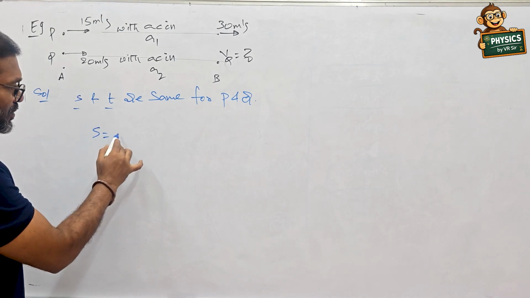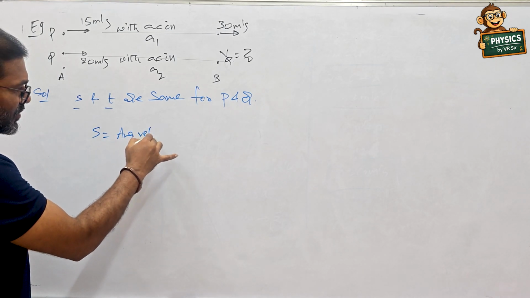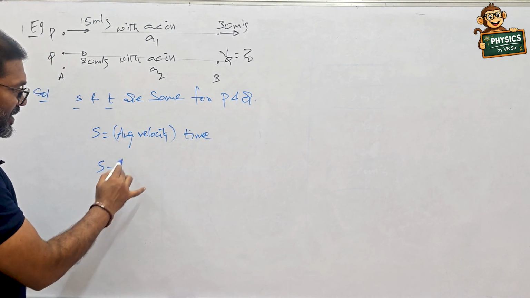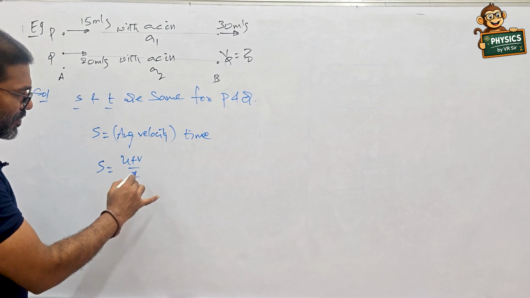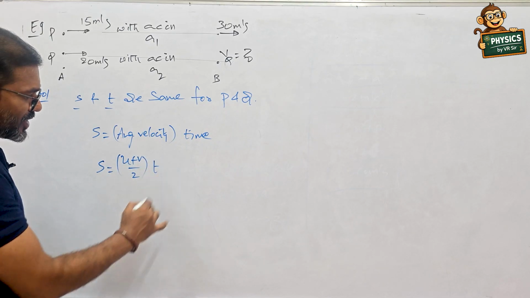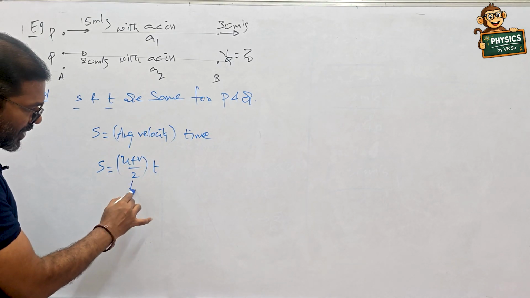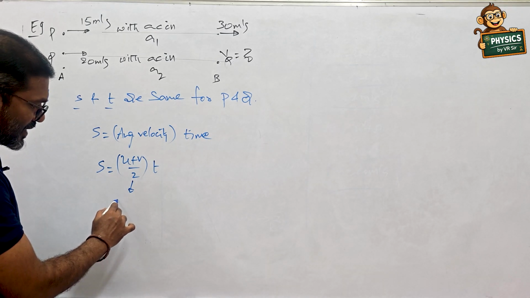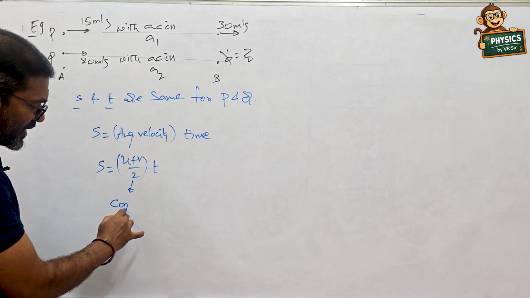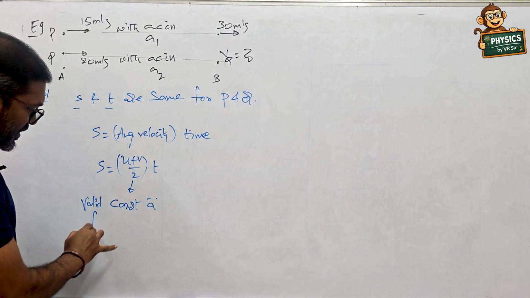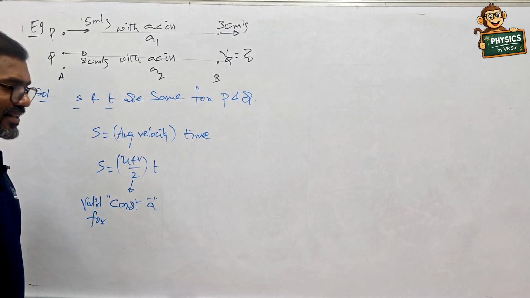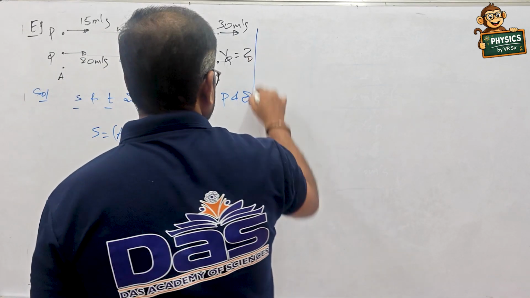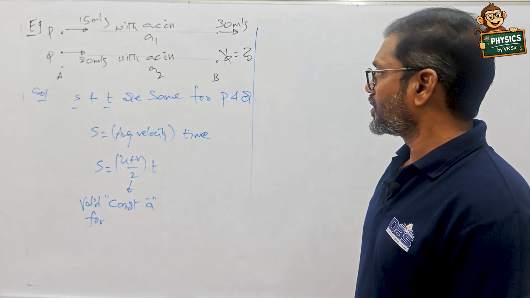I told you already, displacement is average velocity into time. Now how do you write average velocity? U plus V by 2, into T. And I told you when we can write this. This is average velocity in case of constant acceleration. So, valid for constant acceleration, we can write average velocity as U plus V by 2. And I told you in one of our previous lectures also.